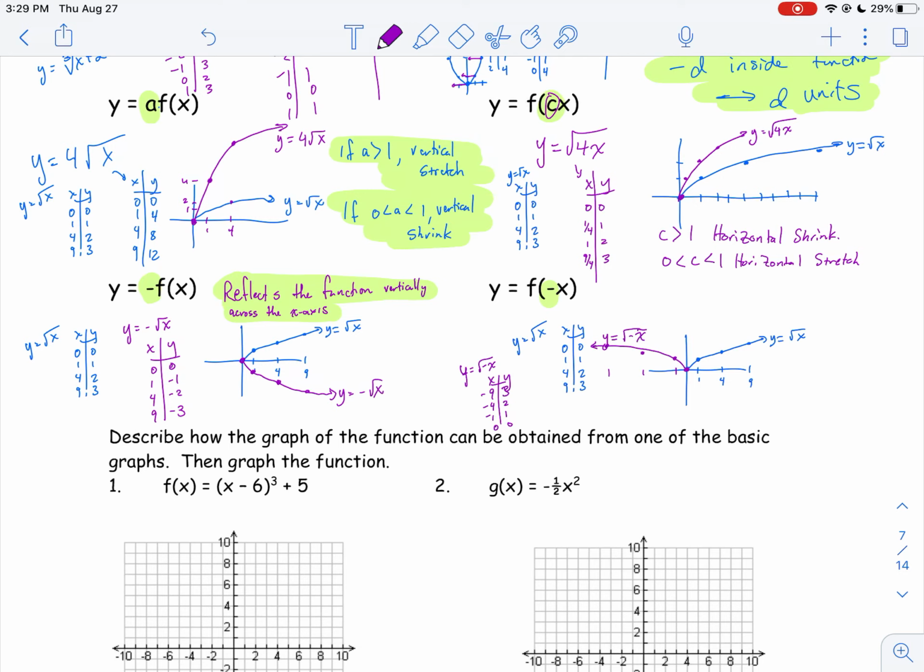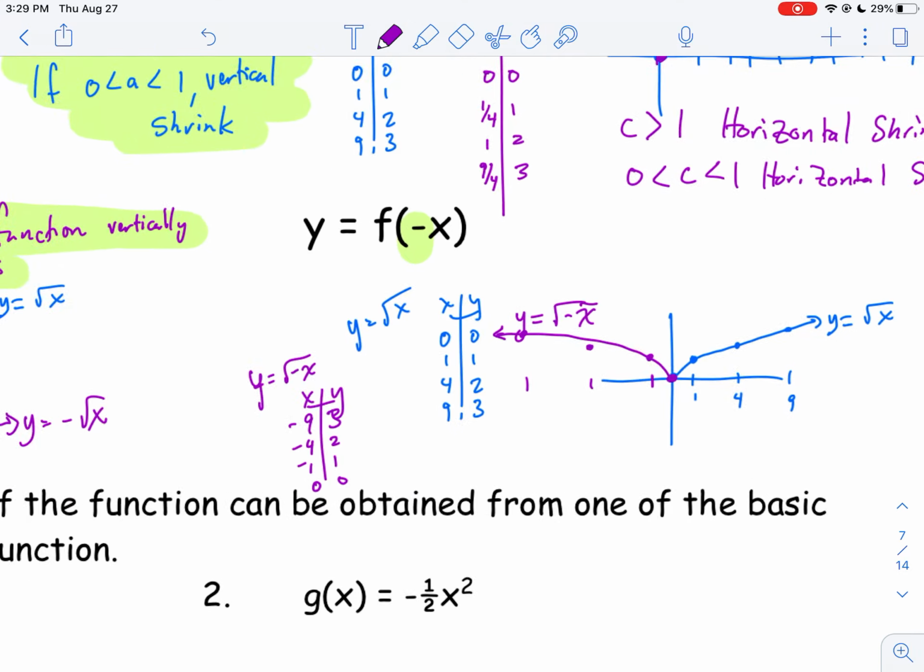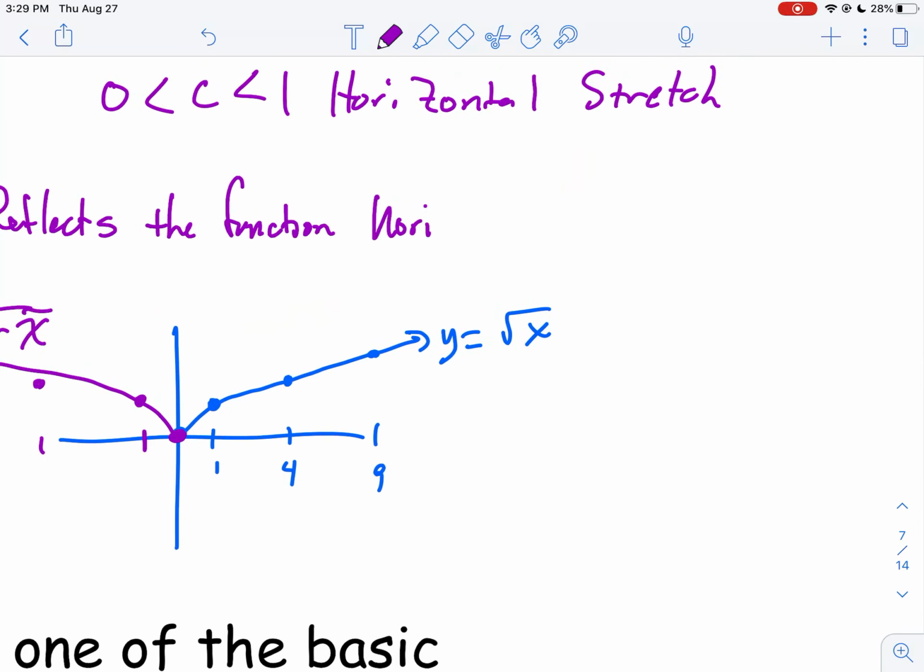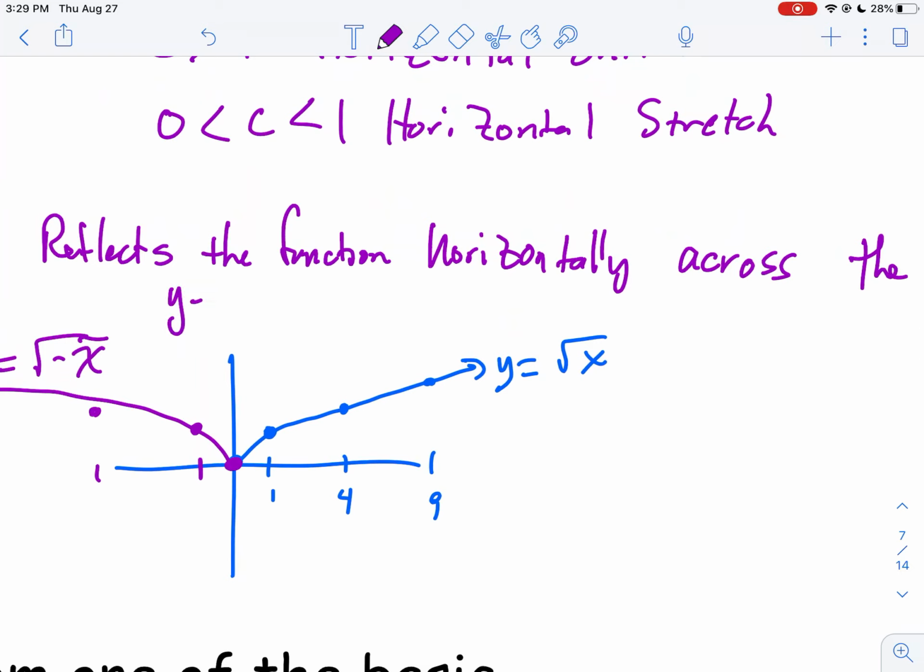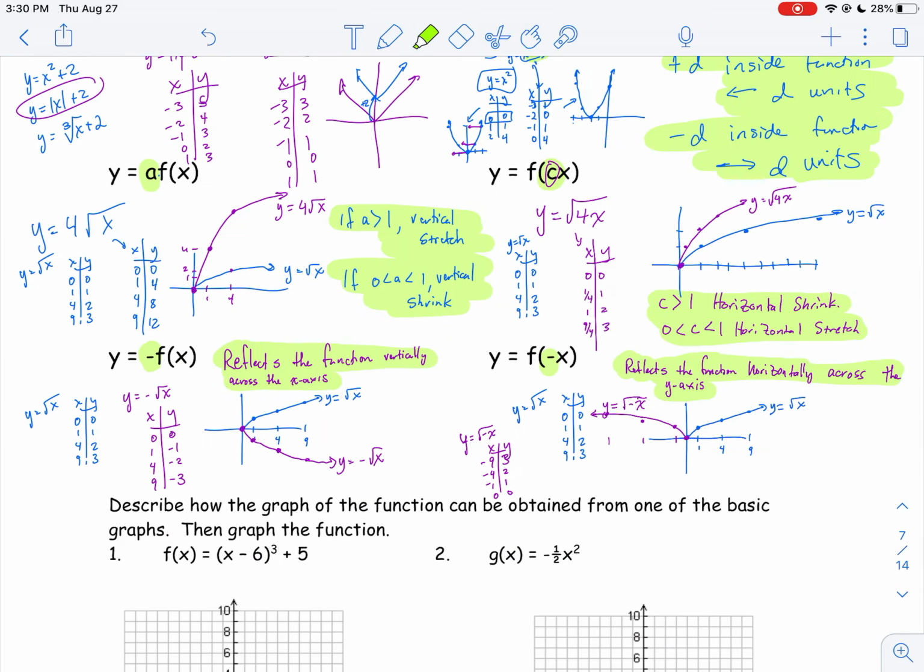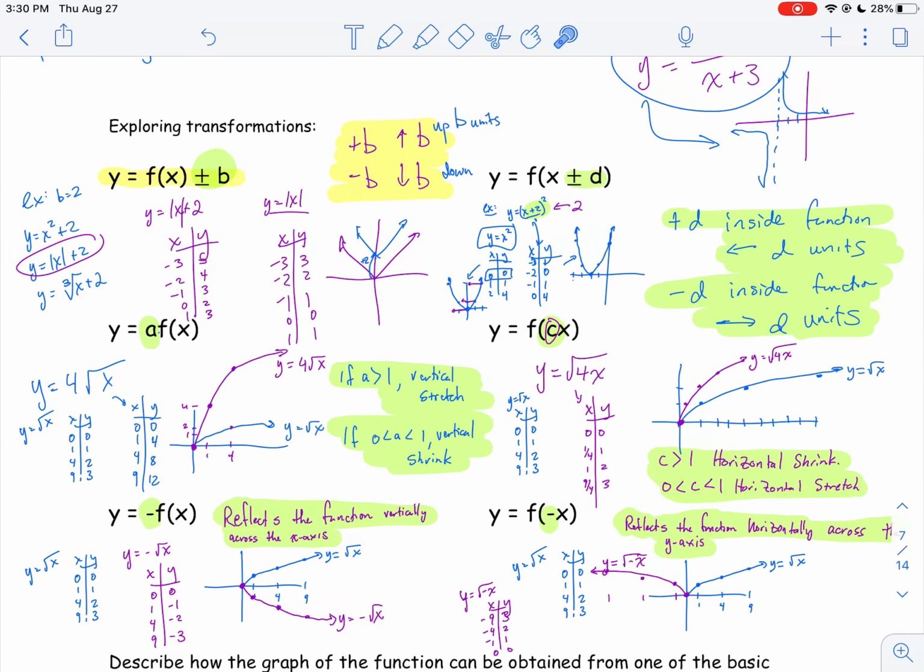All right, so what happens when there's a negative sign on the inside of the function? I'm going to say it reflects the function horizontally across the y-axis. Okay. Now, I know there's a lot there, but let's talk through this quickly.